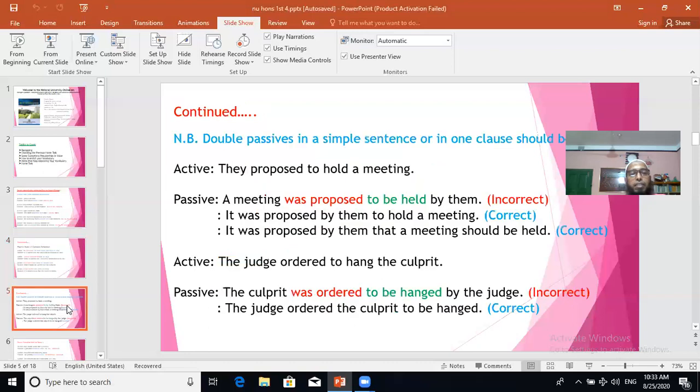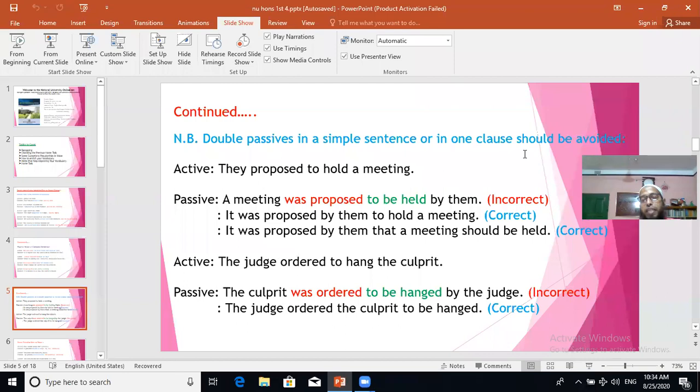Now look at some other examples. It is very important. Sometimes we make these mistakes. Look at these examples.